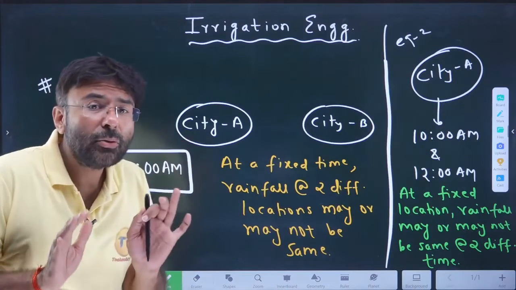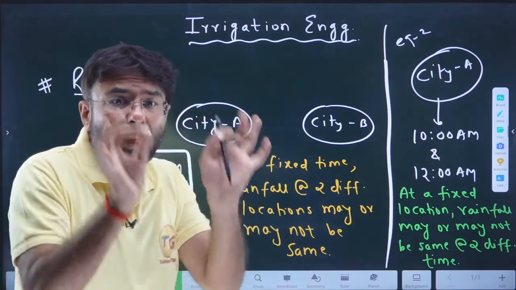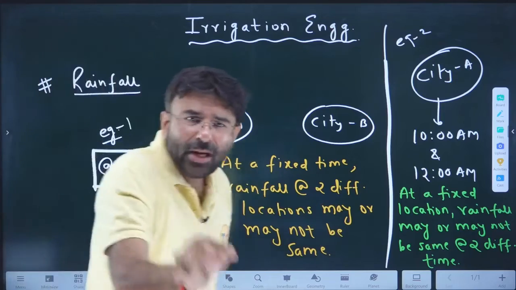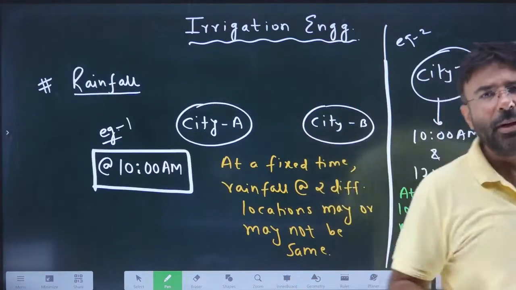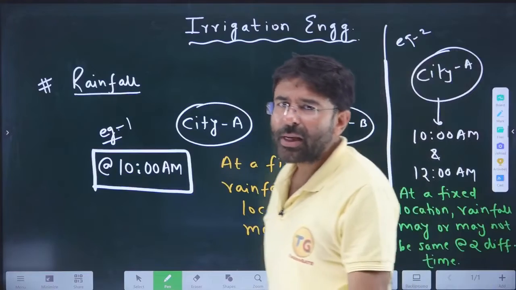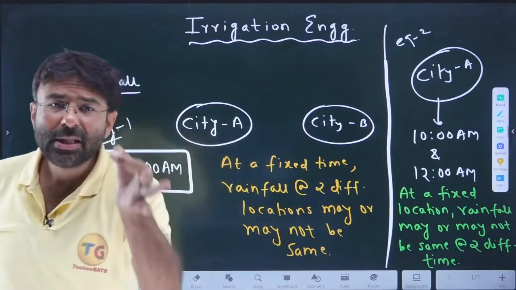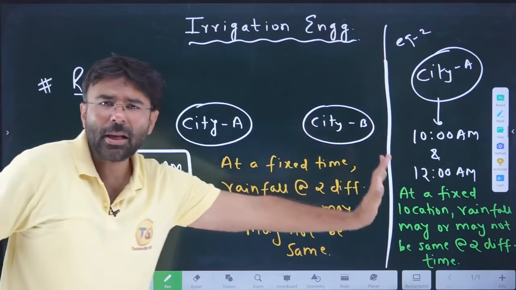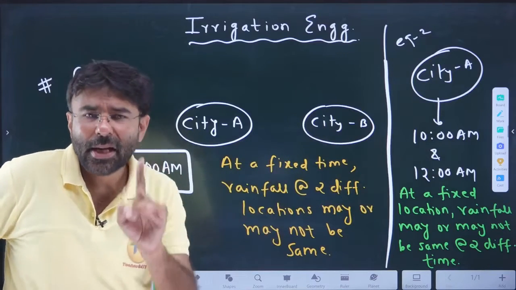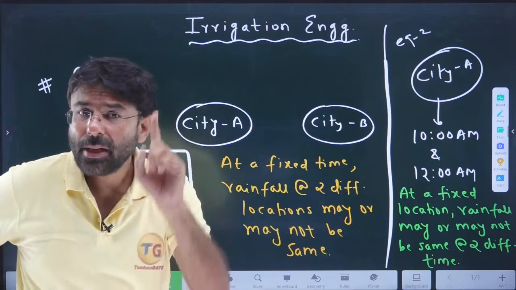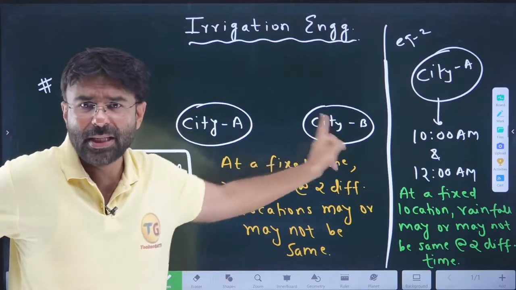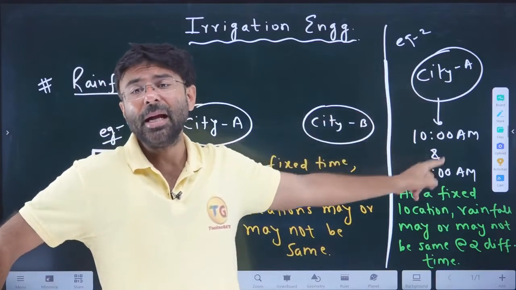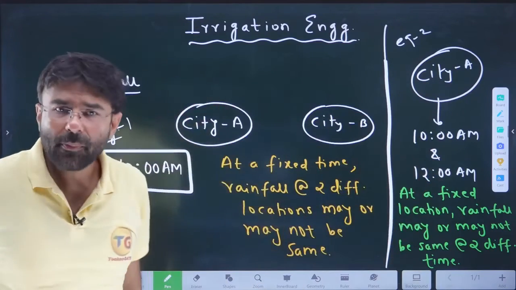That means what is the conclusion? The conclusion is rainfall depends on location as well as time. Rainfall is a function of location and time. Rainfall will change with the location. Rainfall will also change with the time. Correct or not? From these two examples, it is very clear that the rainfall pattern will depend on the location, because with the change in location, the rainfall pattern may or may not be same. At the same location at different time, rainfall pattern may or may not be same.